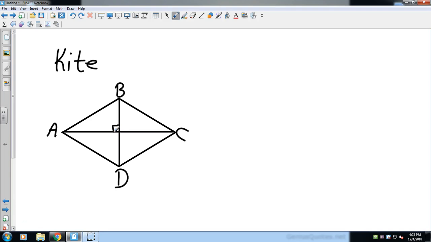And in a kite, there is exactly one pair of opposite congruent angles. So if this was a kite, then B and D could be congruent. We couldn't have two opposite pairs of congruent angles, because then that would make it a parallelogram, a rhombus, or any of those others. So that's its specific thing. There's only one set of opposite angles that are congruent.